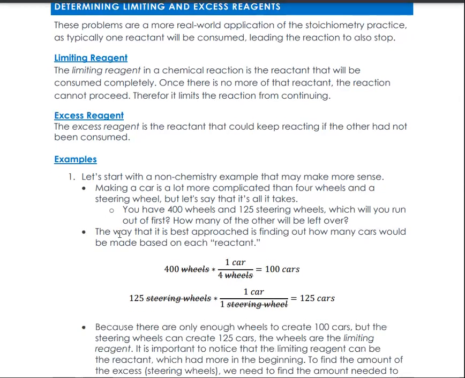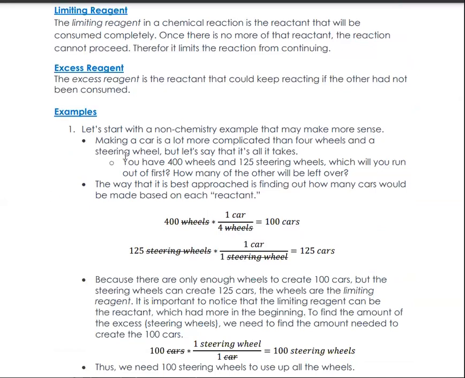So in this example, let's say we're making cars and we have 400 wheels and 125 steering wheels. Which will run out first? There's a couple different ways people do this. I debated showing you another one where they go from reactant to reactant, but I find that this is the least effective for most people. Instead, go to product.